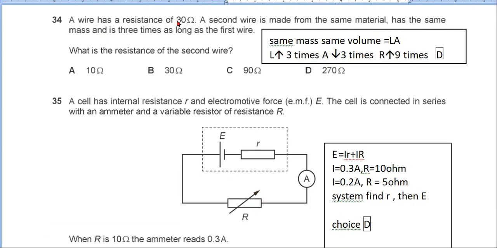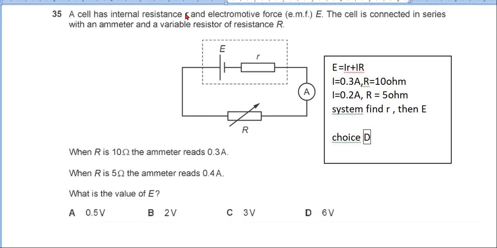A wire has resistance 30 ohm. A second wire is made from the same material, has the same mass, and is 3 times as long as the first wire. What is the resistance of the second wire? Same mass means same volume, and volume is length multiplied by area. Length increases 3 times, area decreases 3 times. As a result, resistance increases 9 times. Here you can recall the formula R equals rho L over A.